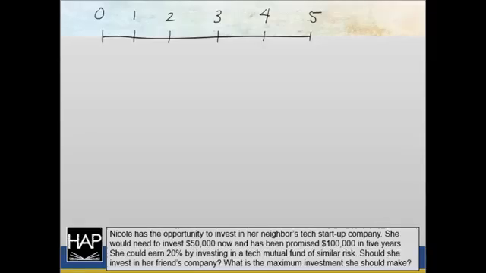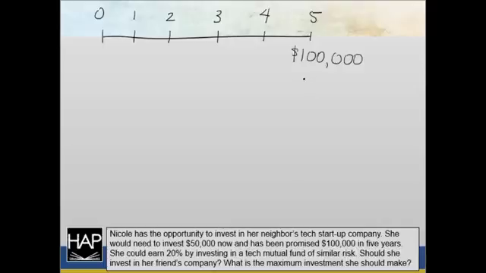To begin solving this problem manually, I've drawn a timeline so that I can demonstrate where the cash is coming from. I know that at the end of 5 years, I've been promised $100,000 from my neighbor if I decide to invest in her company. The question is whether or not that $100,000 in 5 years is worth more or less than the $50,000 that I would invest today in this company.